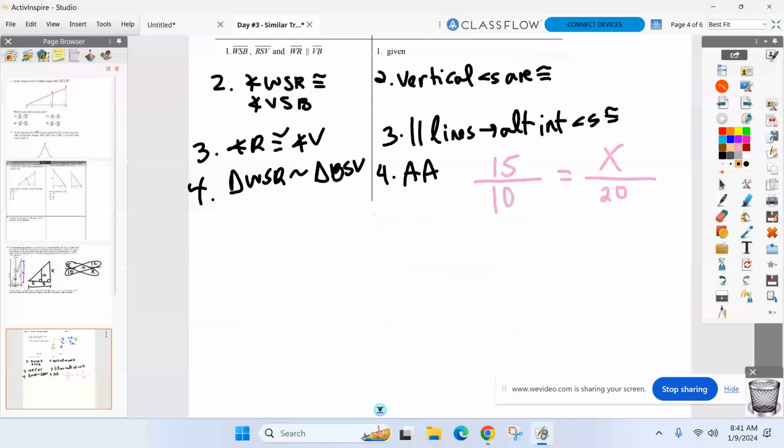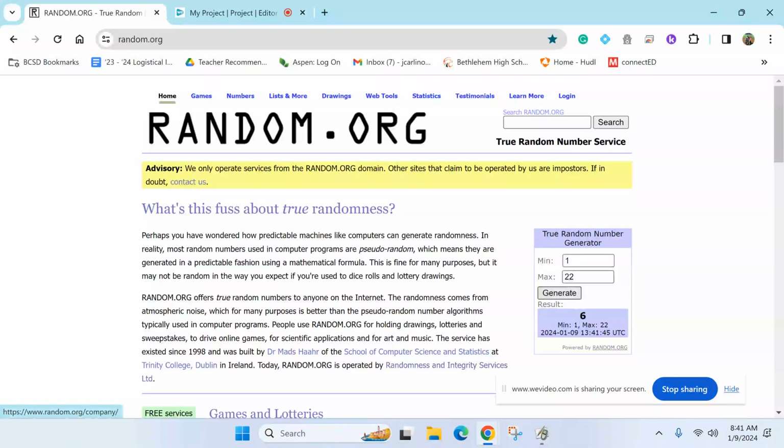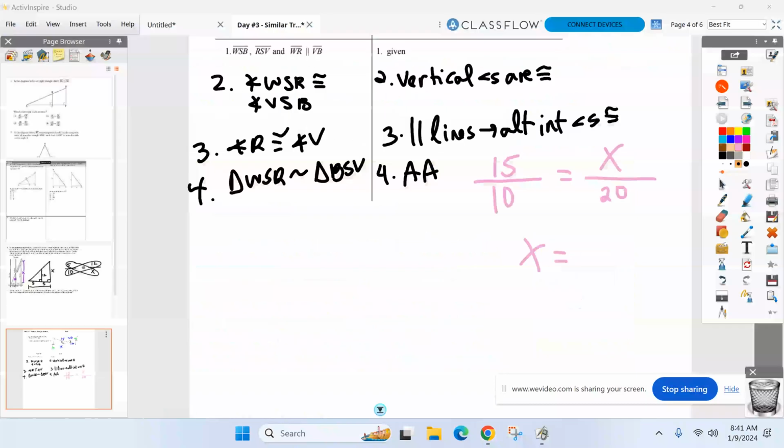All right, cross them up. I'll ask somebody in a second what you get for X. Cross multiply and divide. What'd you get for X here? Boom, 6. Alyssa? 30. We got 30 for that side. Oh, good job. All right, any issues? All right, let's see one more.